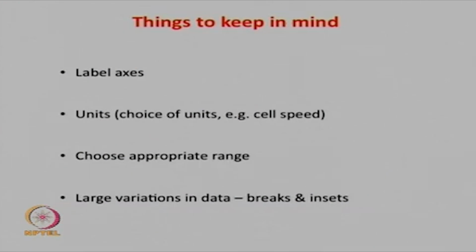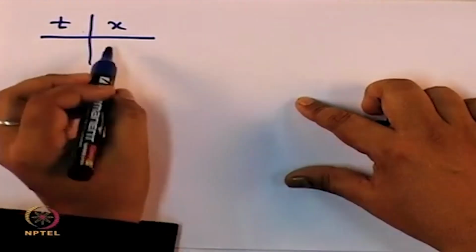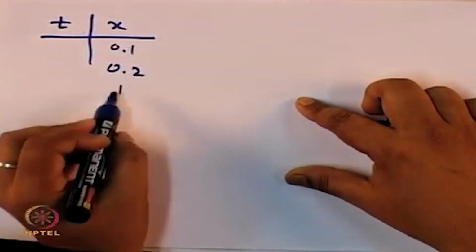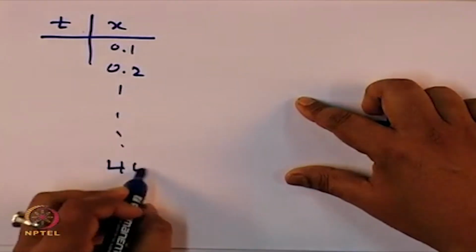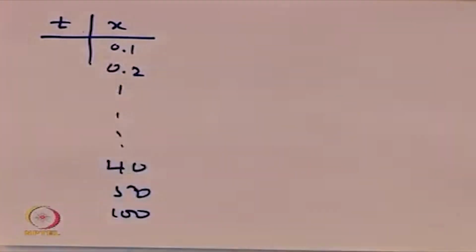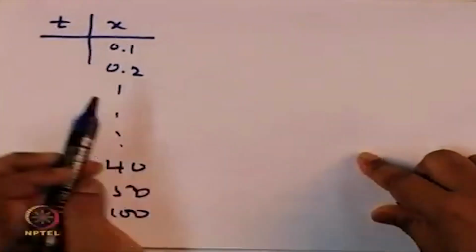Okay. The other important thing to note is when you have large variations in data. Let us say this is my time axis and this is my x axis, and x values are either very low values, 0.1, 0.2, 1, and then suddenly the next value goes to 40, 50, 100. So, it is very difficult to represent all these values of x in the same plot. So, there are two approaches.